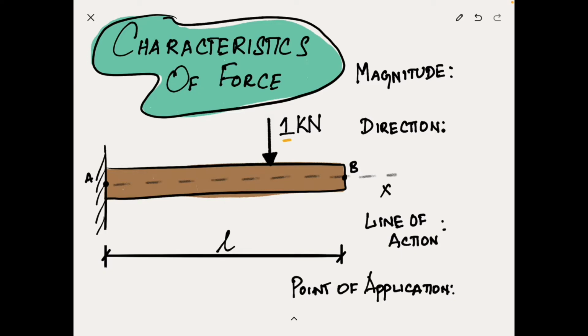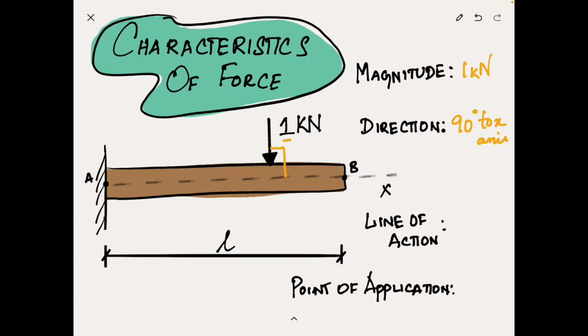So let's go on and find the first parameter, the magnitude. What is the magnitude of the force? Well, magnitude is the amount of the force. In this case, it is 1 kilonewton. So we have the magnitude of force as 1 kilonewton. What is the direction of the force? Well, it is acting downwards, or rather you could say it acts at 90 degrees to the x axis. So maybe you can write 90 degrees to x axis.